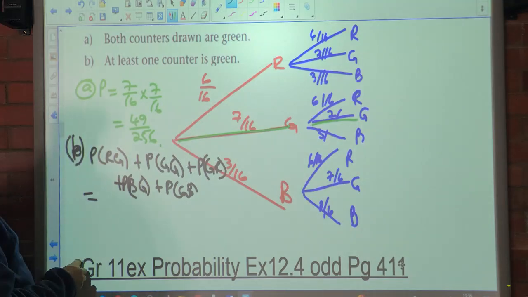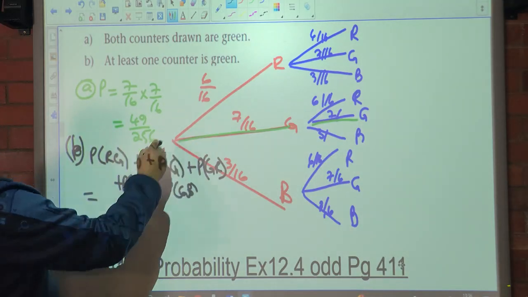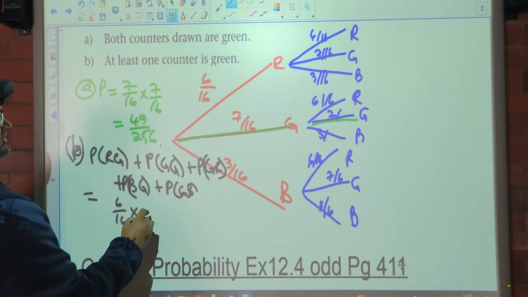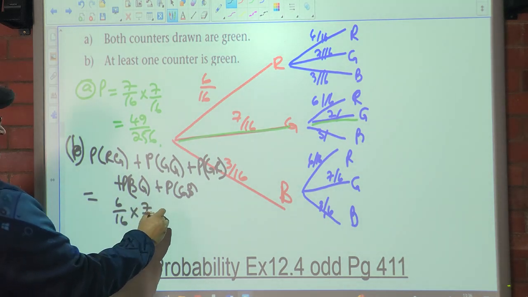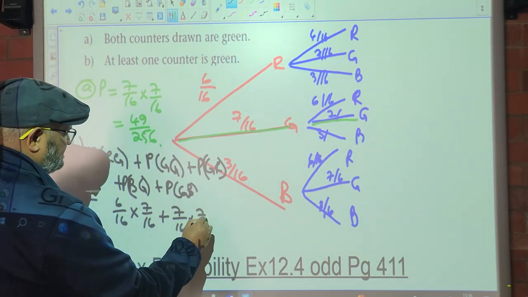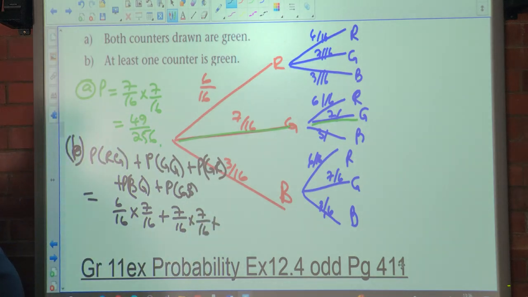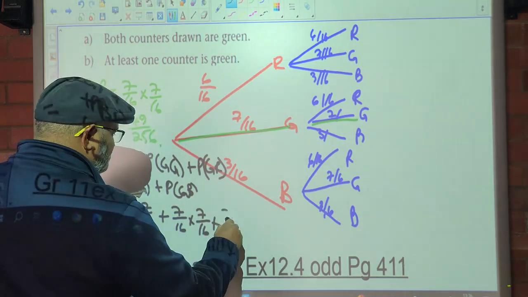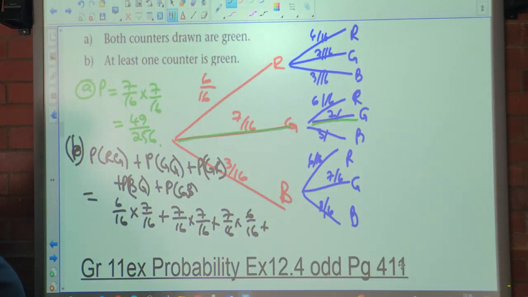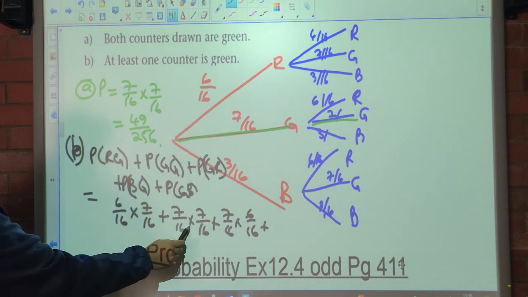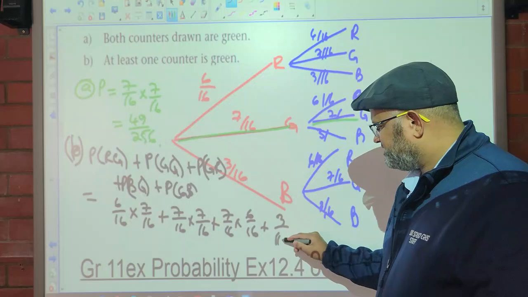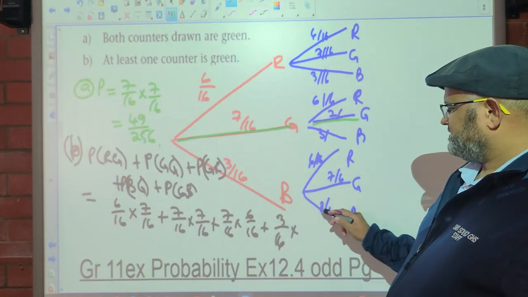Okay, so what do I say? Probability of green, red, green. It's going to be 6 out of 16 times 7 out of 16. Plus green, green: 7 out of 16 times 7 out of 16. Plus green, red: 7 out of 16 times 6 out of 16. Plus blue, which is 3 out of 16, times green, 7 out of 16.